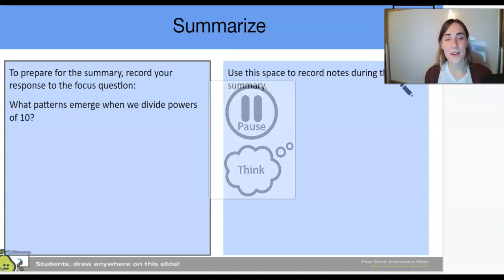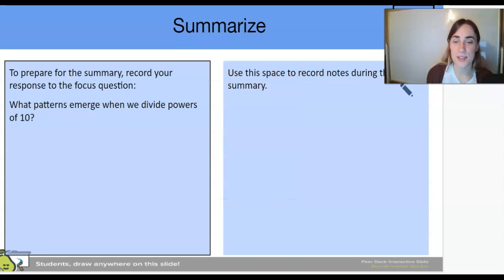We've made it to the final part of our lesson for today, which is our summarize section. This is our most important part of the lesson because it's where we bring everything together and we make sure that we're going to remember it in the future.